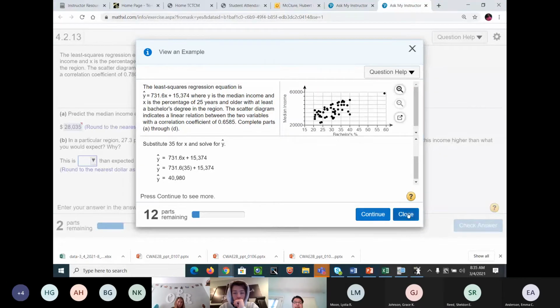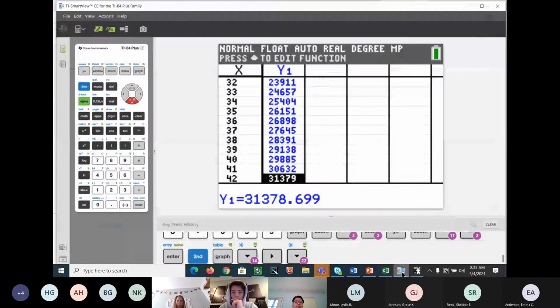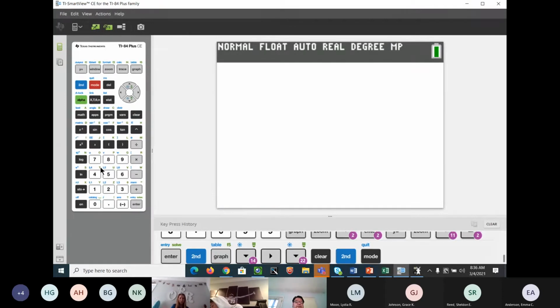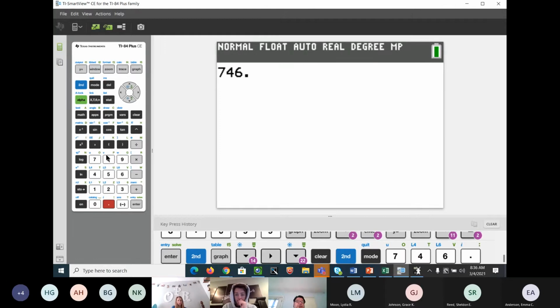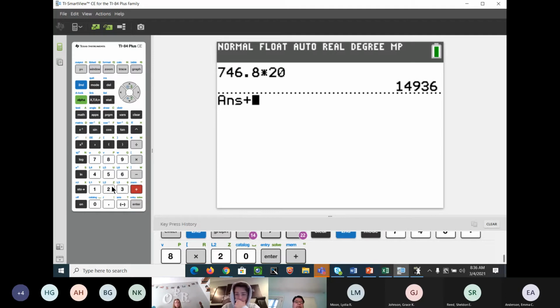I'm going to put 20 in, and let's see what happens. So I'm going to take my calculator, and I'm going to hit second quit. And I'm going to take 746.8 times 20. And I'm going to add that to, where's my add? 13.0. I know what it is. I typed it in wrong.